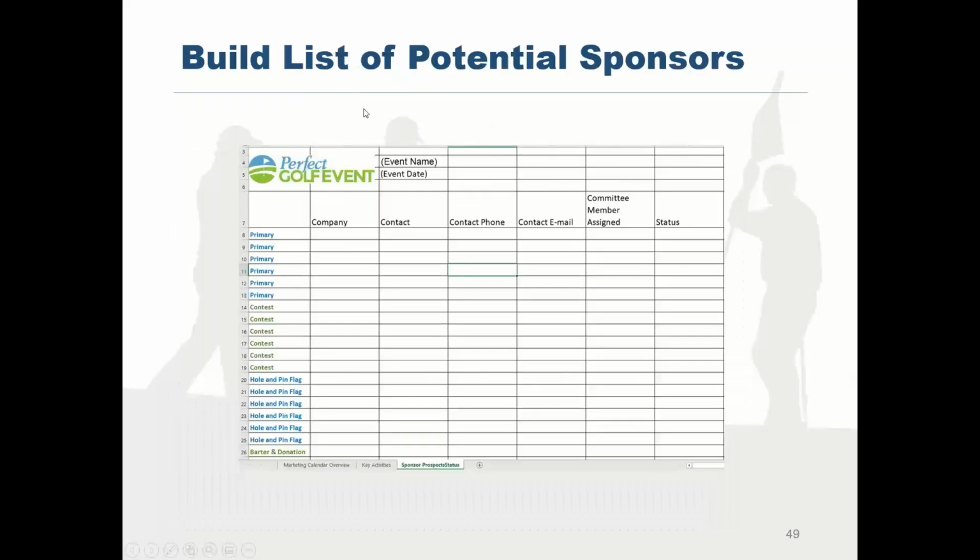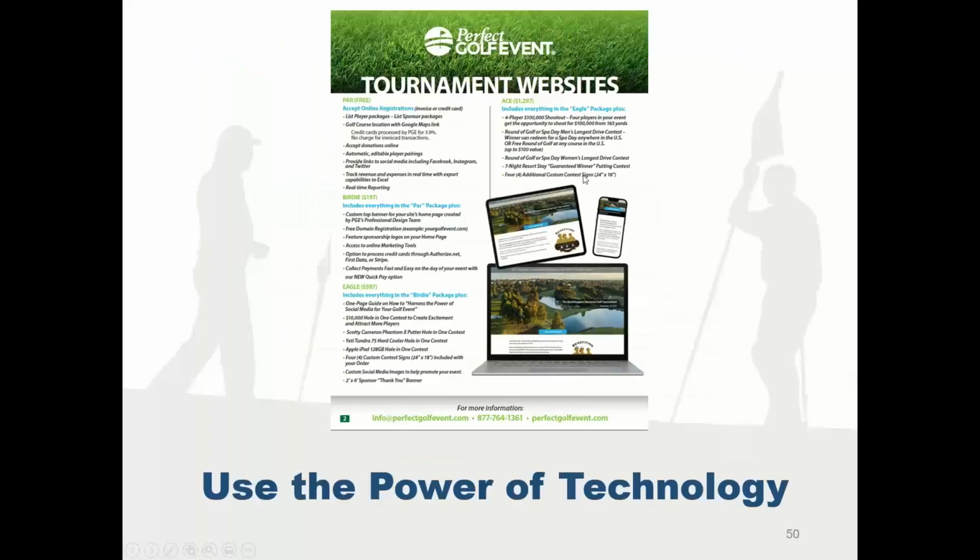On this spreadsheet, we also have the place where you can plug in your potential sponsors. So you can start plugging in by company, contact, phone, email, who's following up with them, and what's the status. Are they considering it? Are they in? Are they saying wait till next year? And I'll cover this more in my sponsorship webinar.